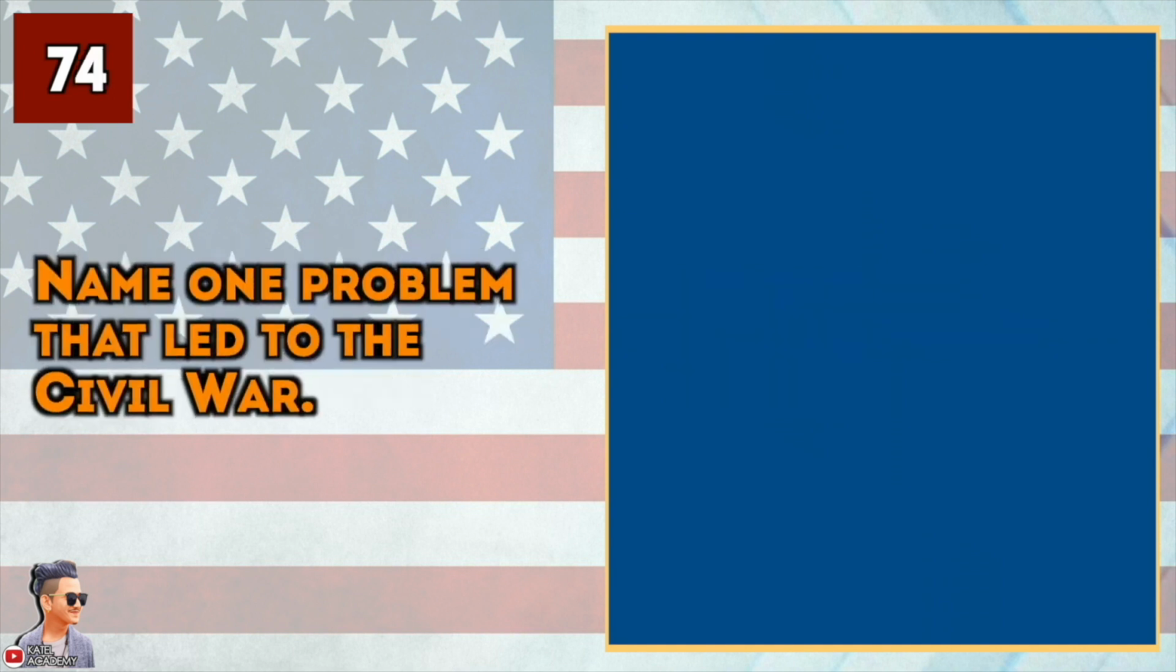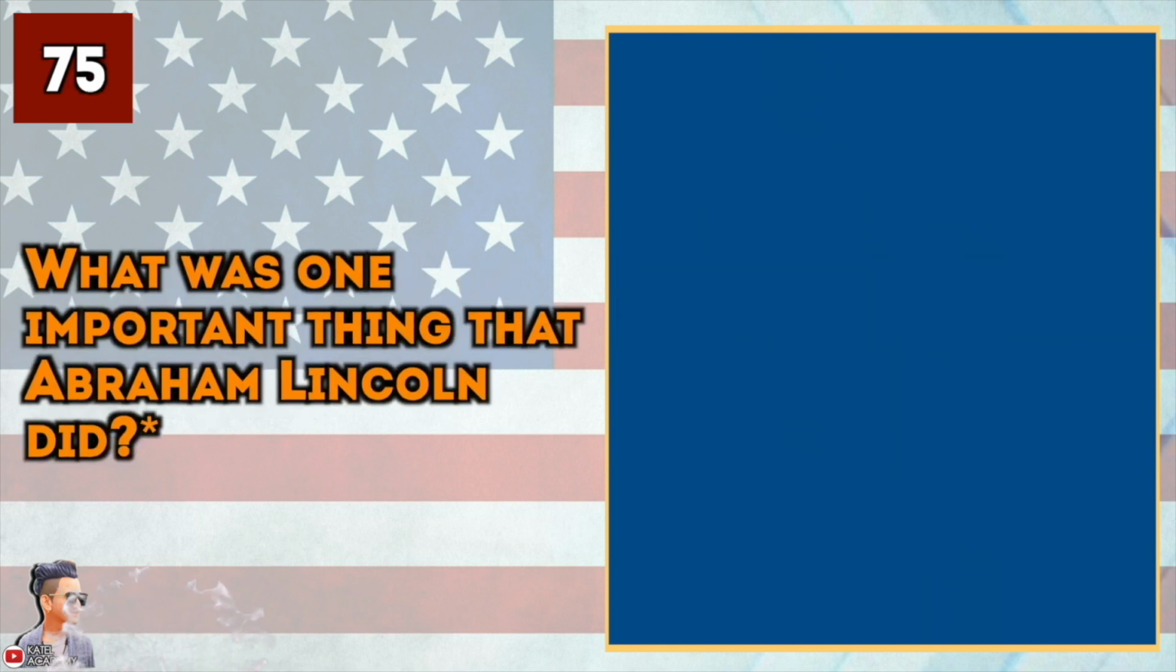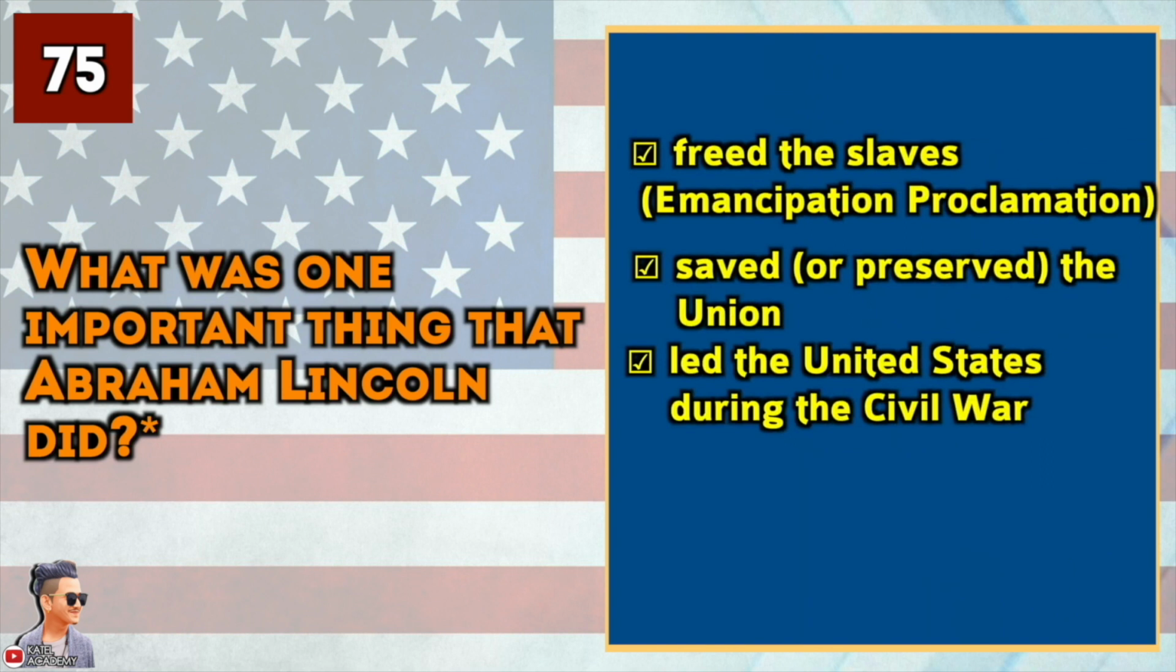Name one problem that led to the Civil War. Slavery. Economic reasons. States' rights. What was one important thing that Abraham Lincoln did? Freed the slaves. Emancipation Proclamation. Saved or preserved the Union. Led the United States during the Civil War.